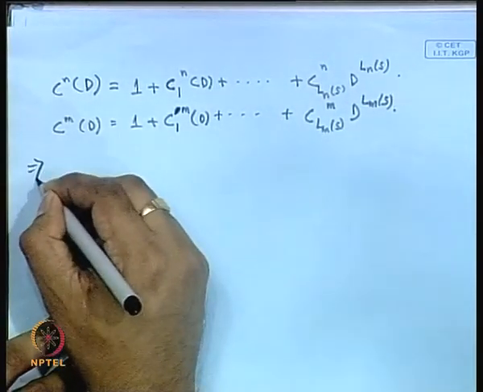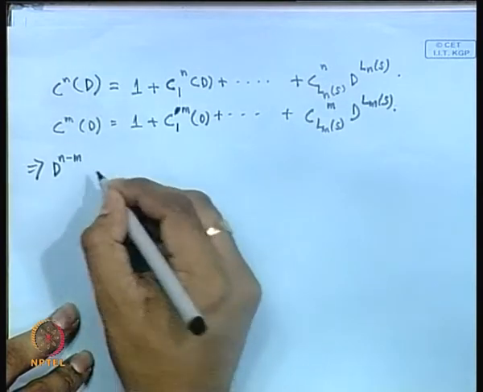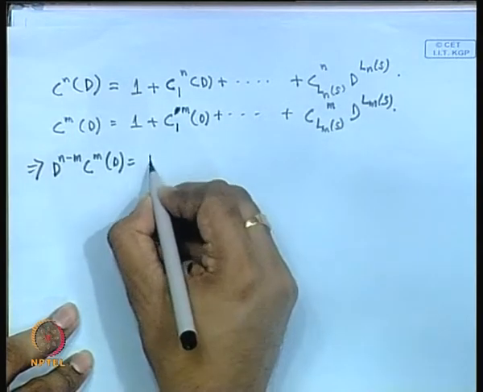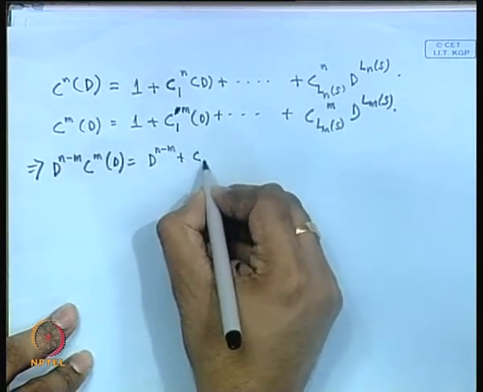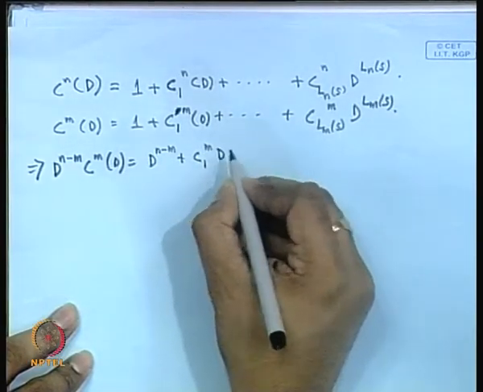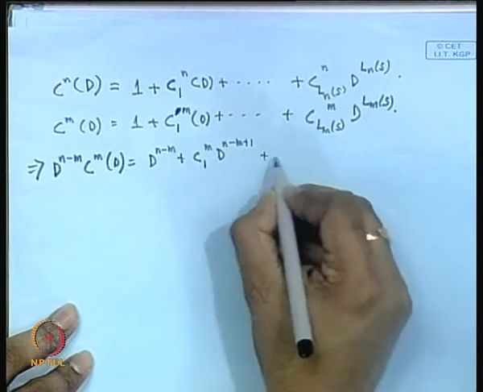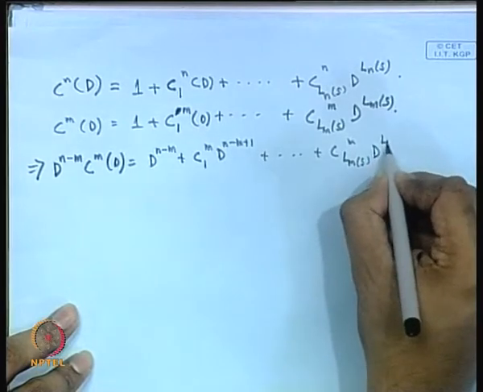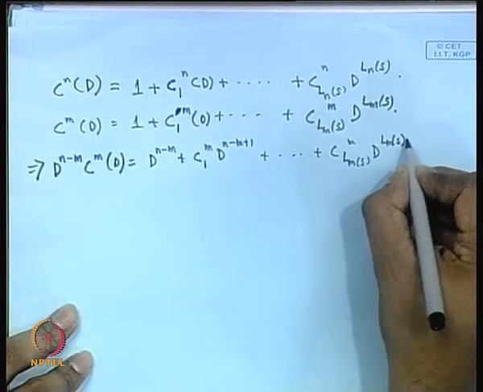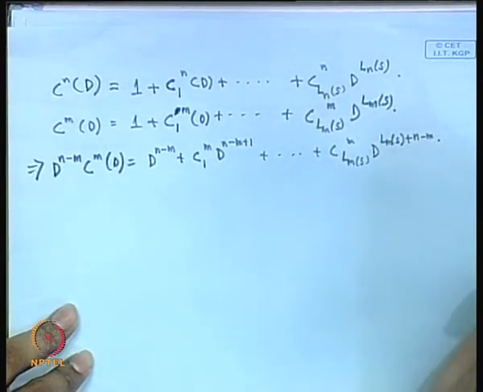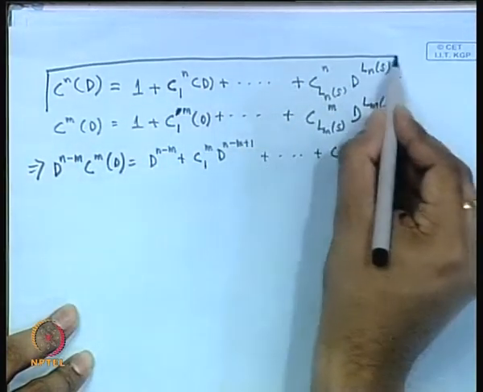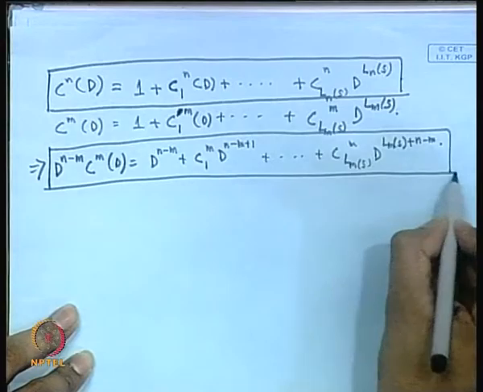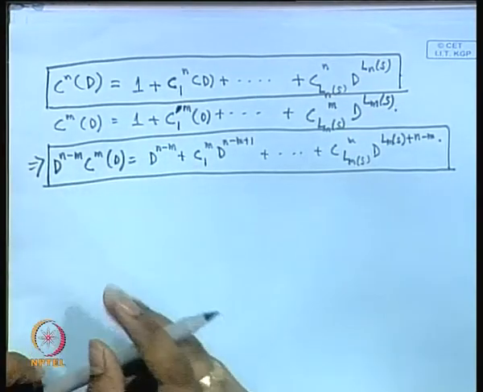Okay. Now, if you multiply this with D power of n minus m, C m D, then what do you obtain? You just multiply this. Therefore, it is D to the power of n minus m plus c 1 m D to the power of n minus m plus 1, plus c l m s m D to the power of l m s plus n minus m. So, you note this equation and you note this equation. Your C D is an XOR between these two polynomials.